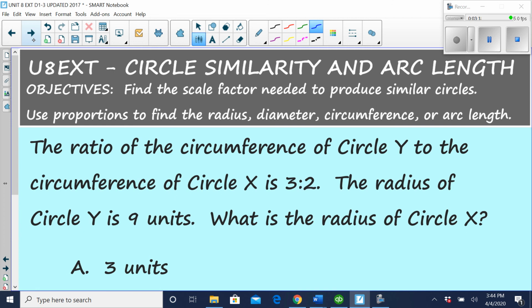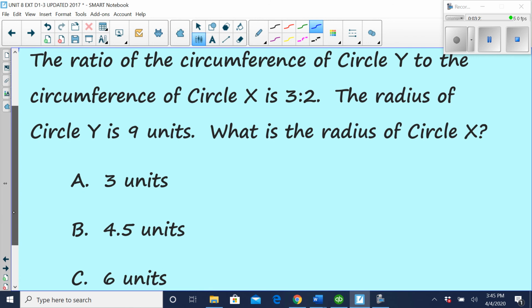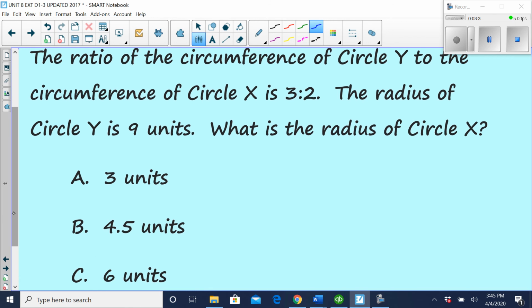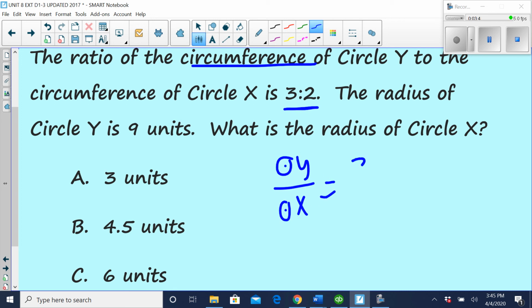Okay, so here's another problem. The ratio of the circumference of circle Y to the circumference of circle X is 3:2. The radius of circle Y is 9 units. What is the radius of circle X? Okay, now they are talking about circumference, but circumference is just in units. So this ratio where they said circle Y over circle X, that's going to be my 3/2. Okay, so the radius of circle Y is 9 units.